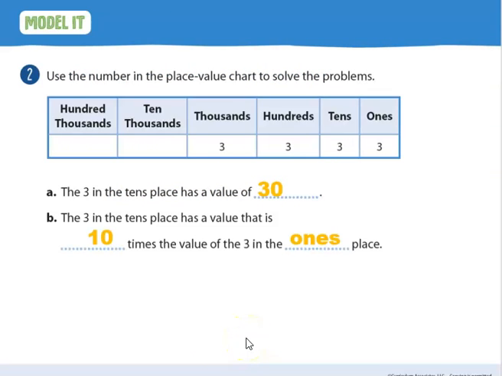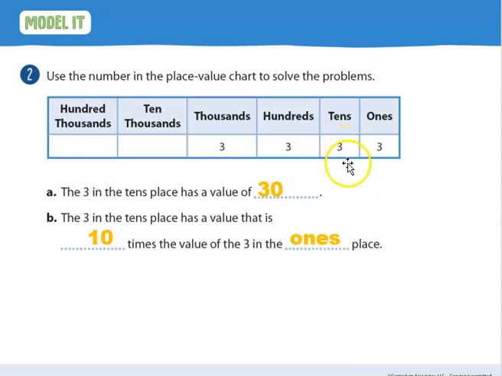Now let's look at a place value chart. In this chart, the 3 in the tens place has a value of 30. Now look at letter B. The 3 in the tens place has a value that is 10 times the value of the 3 in the ones place. Let's look at that.